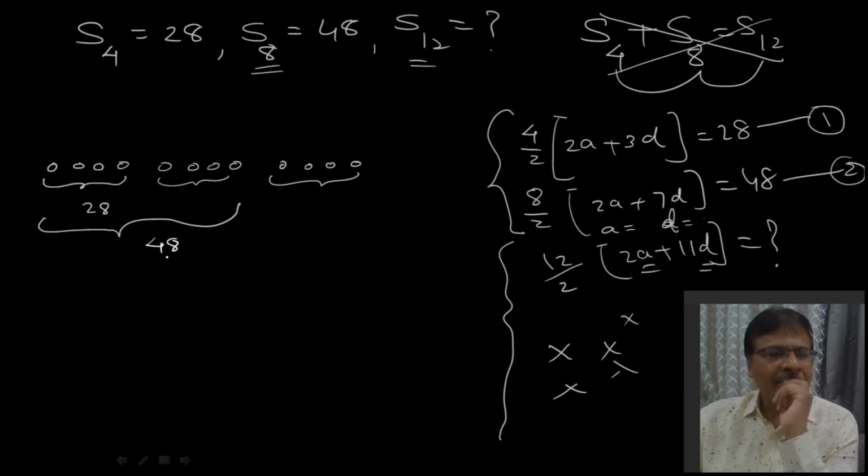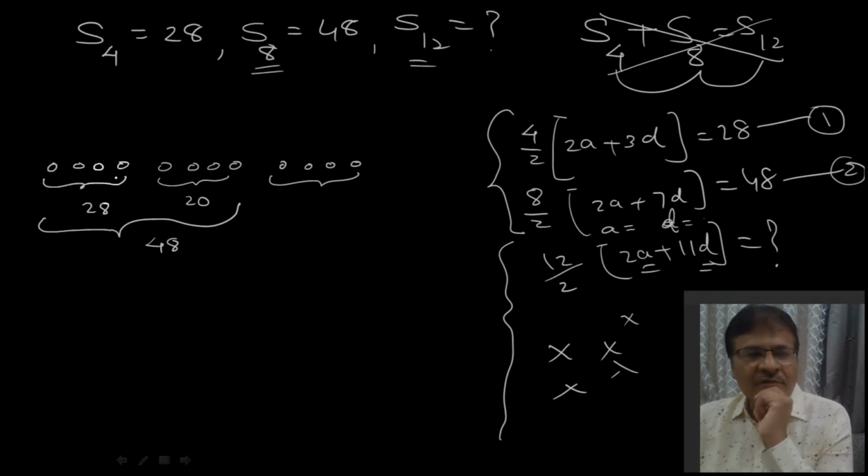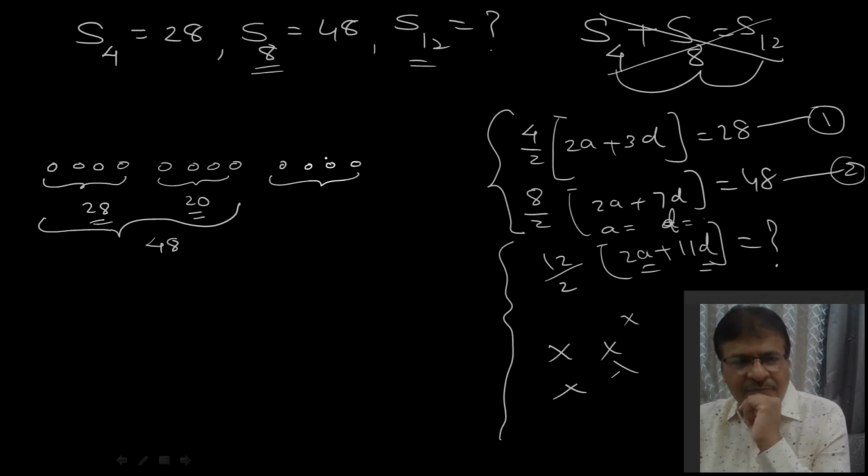Is that clear? Now the sum from here to here is 48, and the sum from here to here is 28. So 48 minus 28, can I say the sum is 20 here? Now the sum of these 4 terms is 28. The sum of these 4 terms is 20. How much less? 8 less. This 20 is 8 less than 28. So the sum of these 4 terms would be again 8 less than this 20. So it would be 12.